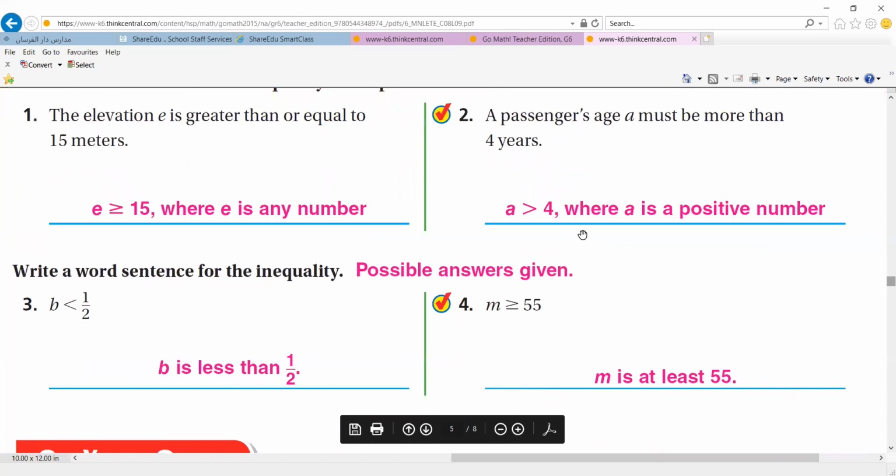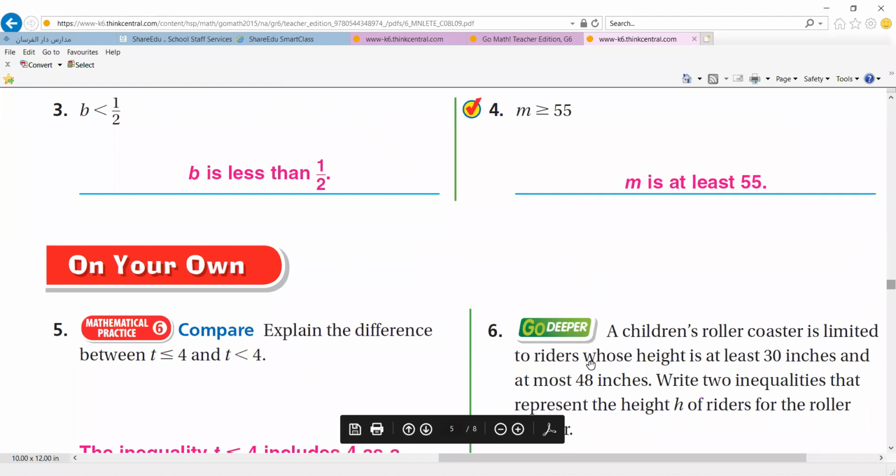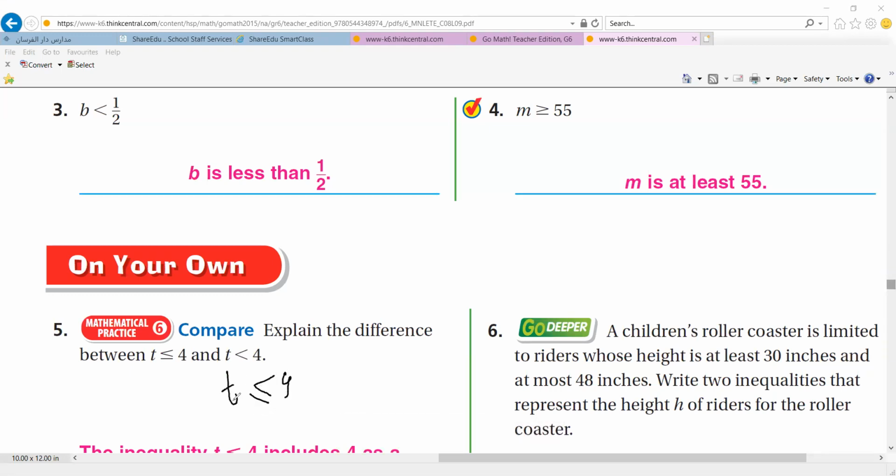Come on, girls, finish this. I'm done, miss. What is the difference between these? T, if I want to read this, how will I read it? T is not more than 4, and T is less than 4. Here you will write T is no more than 4 and here you will write T is less than 4. This is the difference.